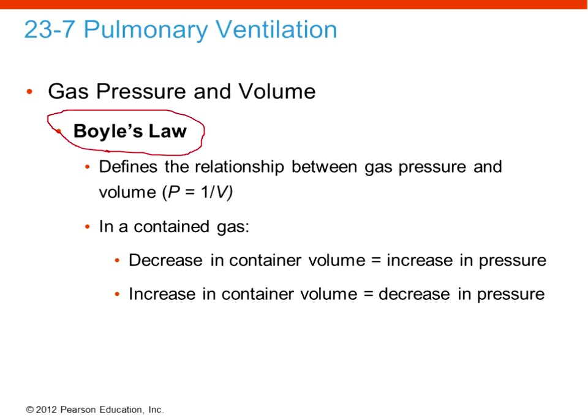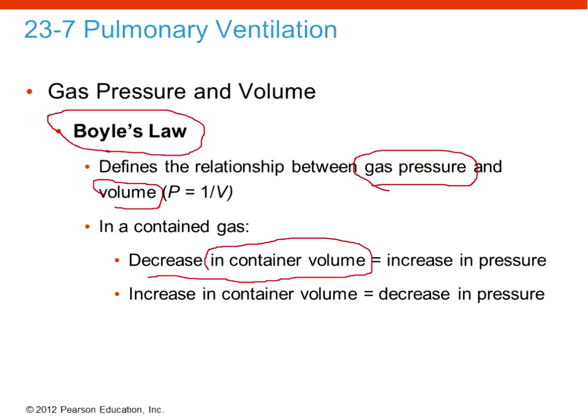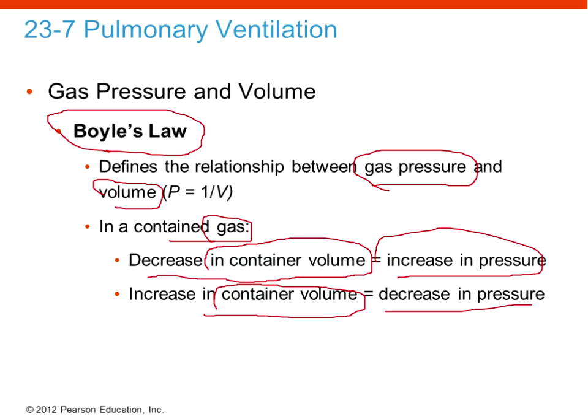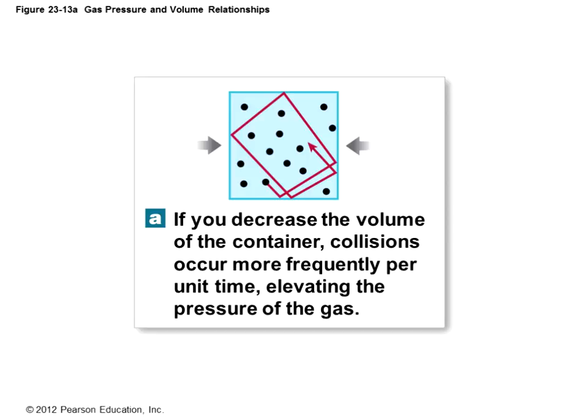So the first thing we need to understand is Boyle's law. Boyle's law is basically defining the relationship between the pressure of a given gas, and there are a lot of different types of gases, it's not only just oxygen that we'll be talking about, and that pressure as it relates to volume. The relationship of Boyle's law is saying that if you decrease the volume of a given container where a gas is located, you're going to see an increase in pressure, and vice versa. If you increase the container volume where a gas is contained, you will see a decrease in pressure.